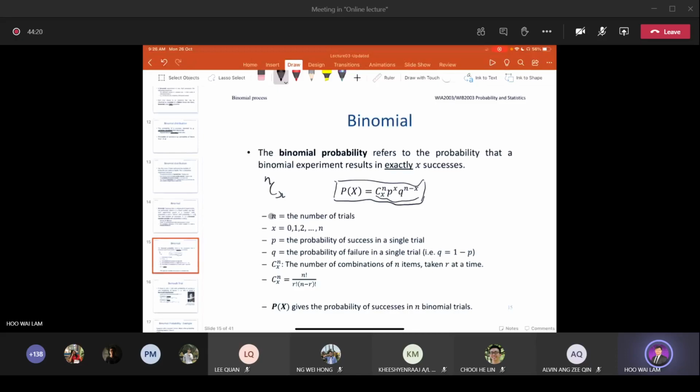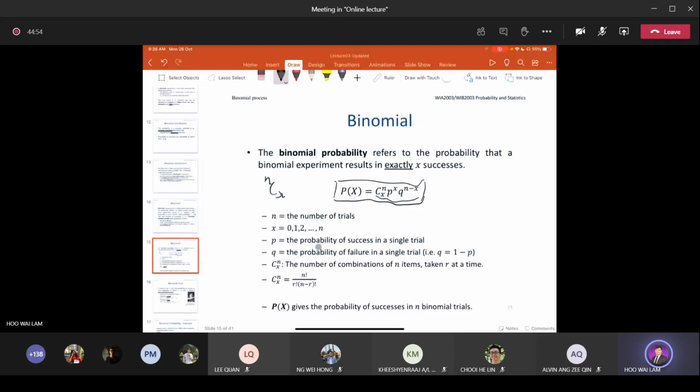There's n, which is equal to the number of trials. There's x equals 0, 1, 2, until n, because it depends on how many successes you actually want to measure. For example, after you flip a coin 10 times, what's the probability I will actually get 3 heads? In that case, your x will become 3.